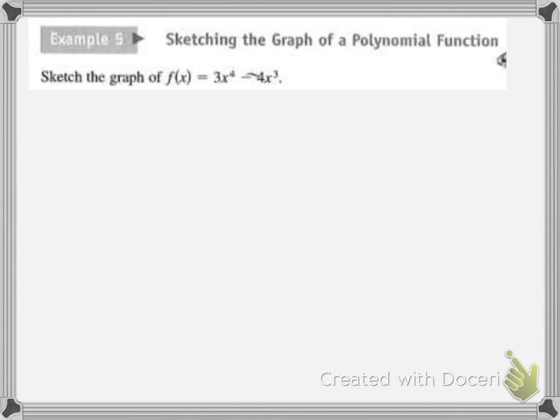All right, so this is the second half of lesson 2.2 that we learned on Tuesday and didn't finish. So we're on example 5, and it says we're supposed to sketch the graph of f of x equals 3x to the fourth minus 4x to the third. So the first thing we have to do is look at the lead coefficient.